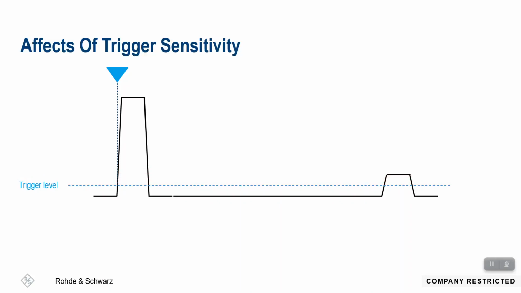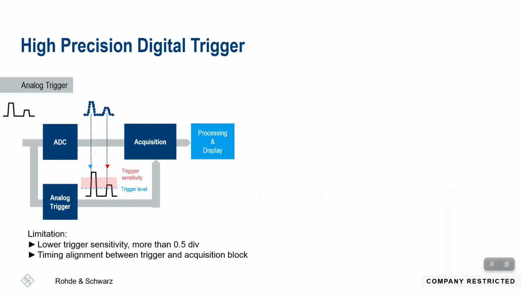If you're able to reduce that trigger sensitivity to an incredibly low value, where it's basically non-existent, then you're able to trigger on both of these rising edges. And that's what a digital trigger enables you to do. How does that work? Let's take a little bit deeper dive into these two trigger systems.